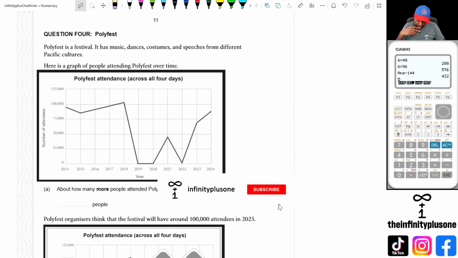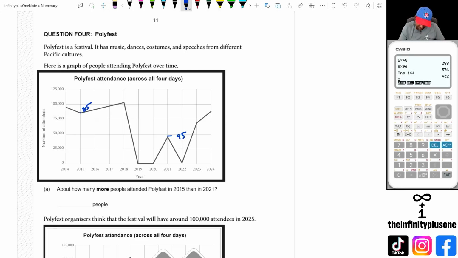Alright, so with question 4, how many more people attended Polyfest in 2015 compared to 2021? So in 2021, we're probably around the 45k mark. 2015, I don't know, I'll probably put this around 85,000 maybe. So 85 minus 45, that's going to give me 40,000 people. And of course the answers, there's a range. You could actually accept a range of between 35,000 to 45,000.